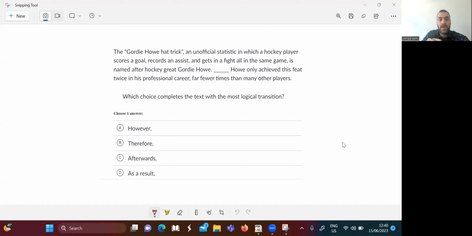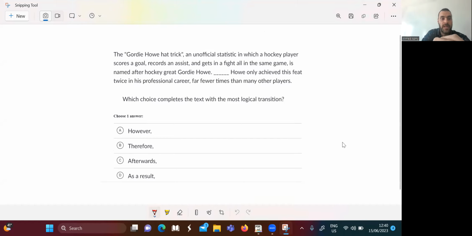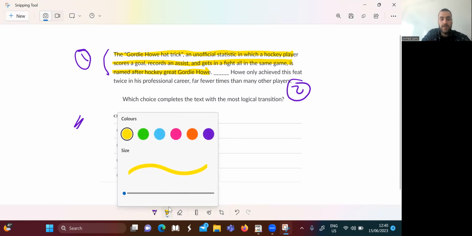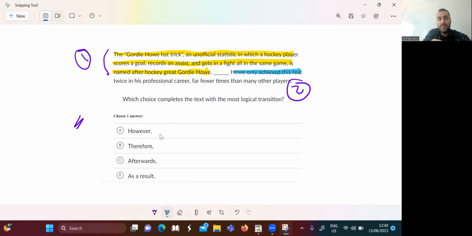I will start with step number one, which will be reading what's before. This is number one. Number two, what's after the space. This is before. Okay, and this is after the space, and we will try to figure out the relationship between both parts or both sentences before going through the choices.